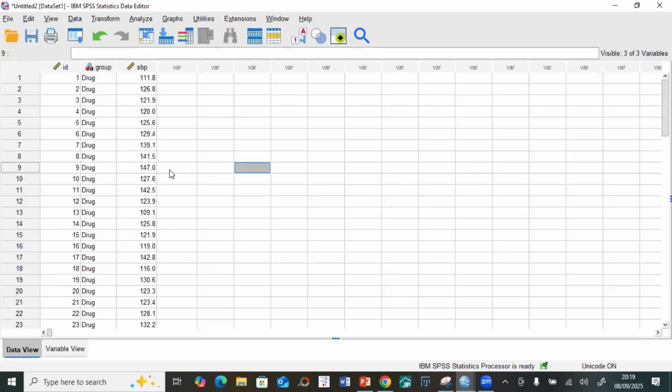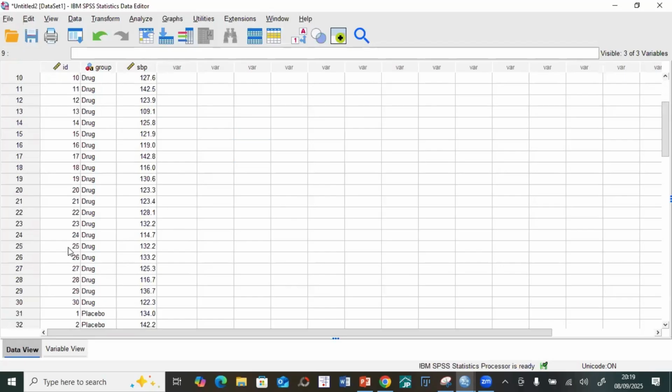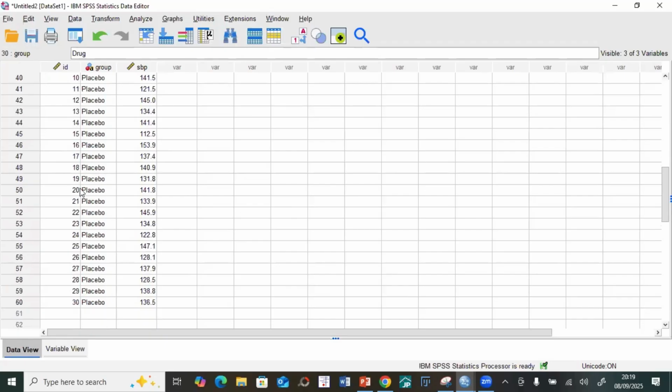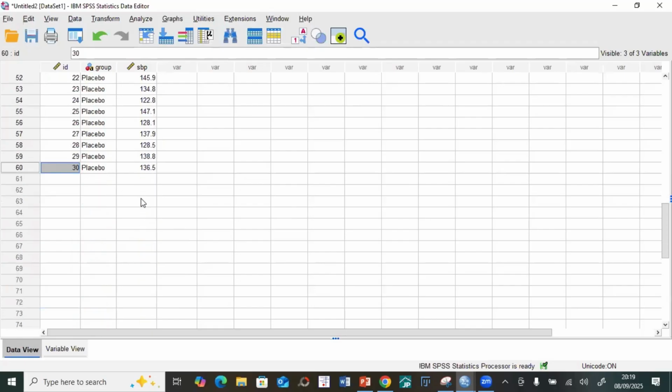If you go to the data, this is how it looks. We have 30 patients who are taking the drug, and these are their systolic blood pressures. And we also have 30 patients who are taking the placebo, and these are their blood pressures that were taken.